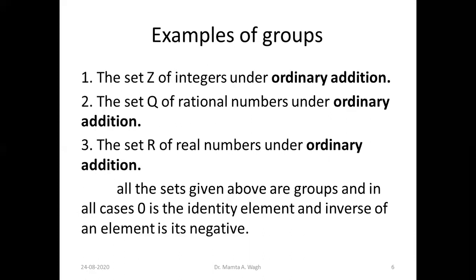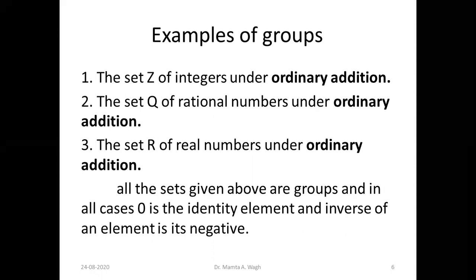Let us see some examples of groups. First is the set Z of integers under ordinary addition. You can easily check that ordinary addition is a binary operation over Z. You add two integers, and the result is an integer, so it is in Z only. Then you can check the associativity. Addition is associative also. Then the existence of an identity element: 0 is the identity element here.